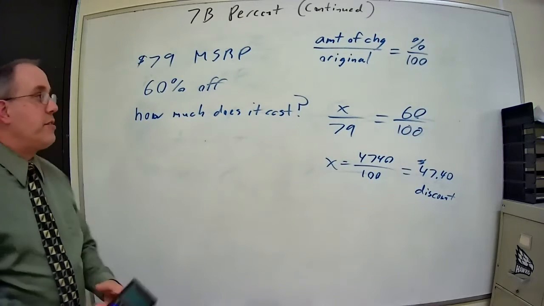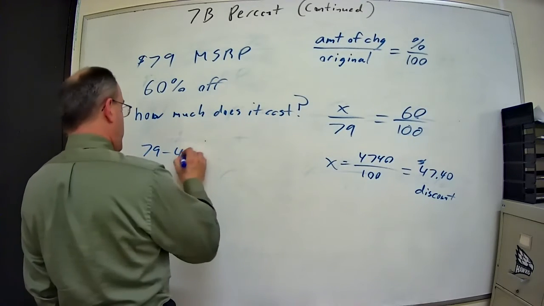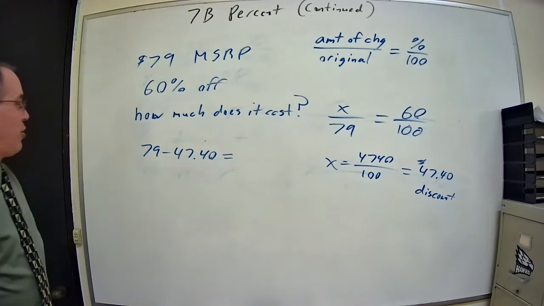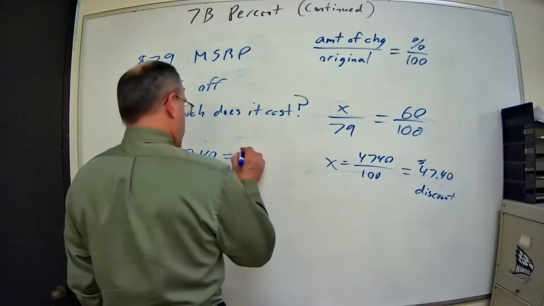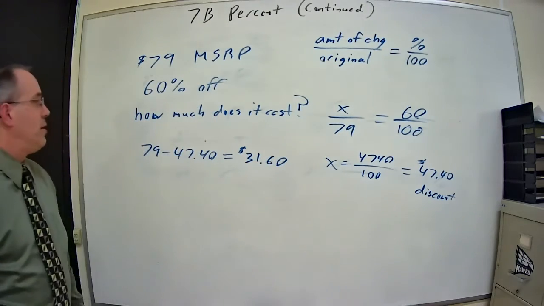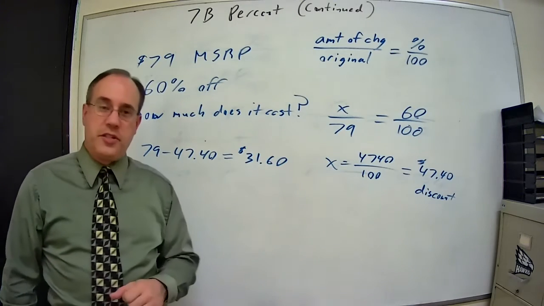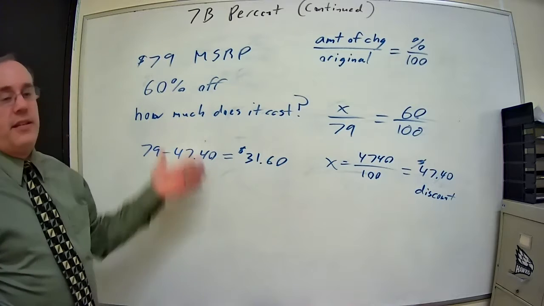Now I want to know how much it costs, so I'm going to start at the $79 and subtract that $47.40, which gives us $31.60. So how much does that pair of pants end up costing? $31.60. And that's discount.